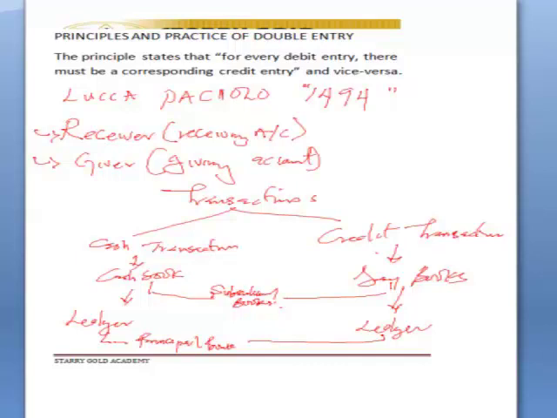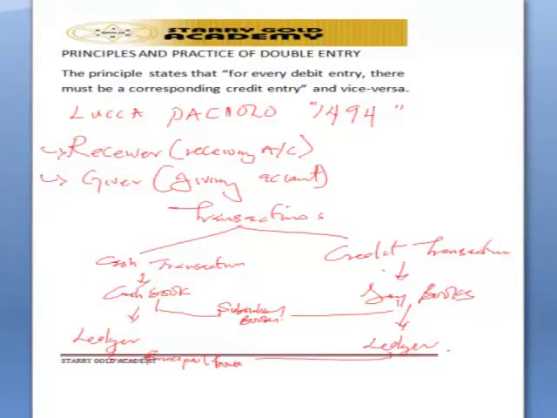So, in recording the double entry principle, we must know the giver and the receiver, irrespective of what transaction it is, whether it is a cash transaction or a credit transaction. Irrespective of it, we must be able to identify who is the giver and who is the receiving party. The double entry principle must be adhered to. There must be a giver and there must be a receiver. Let's look at the following steps.